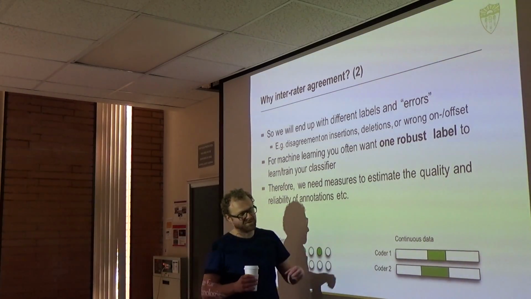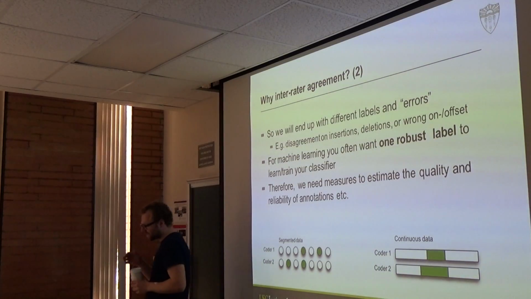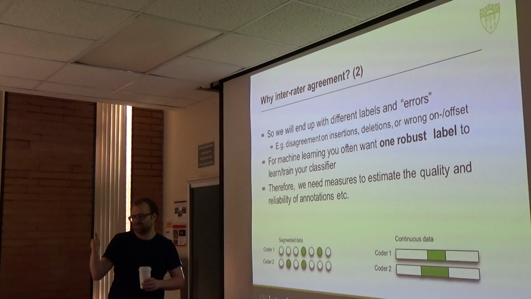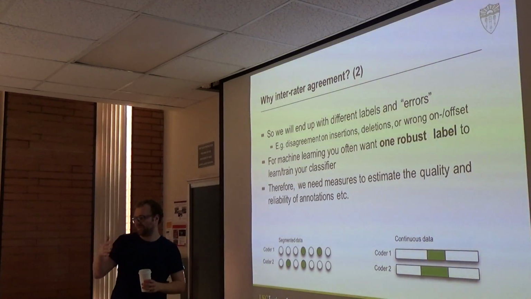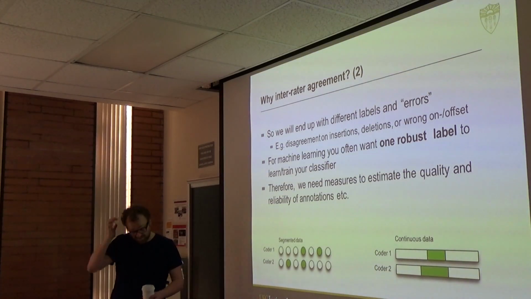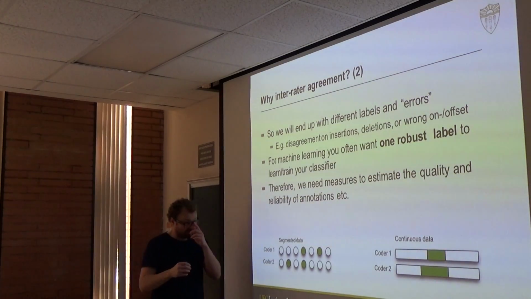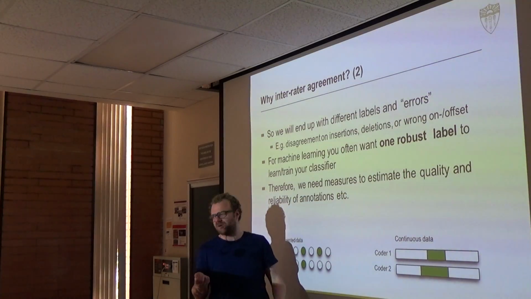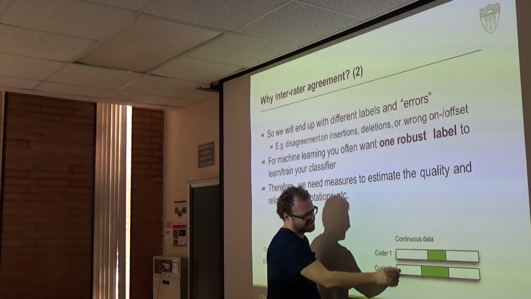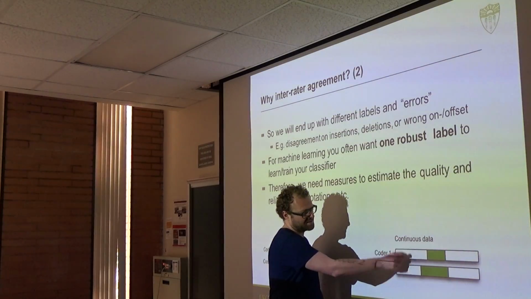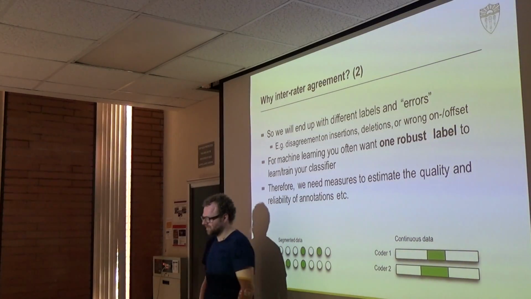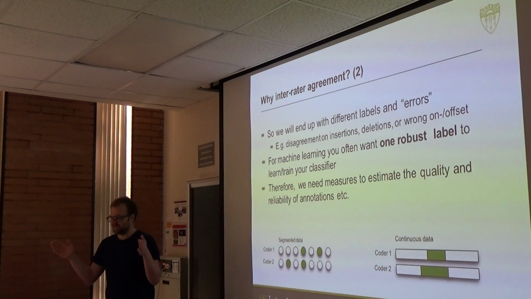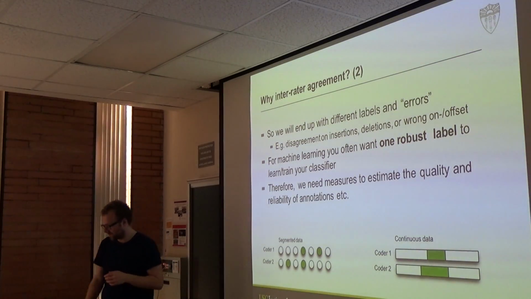In continuous data, when you have time series, one annotator might have a different onset or offset than the other annotator. You can use the same ways to calculate inter-rater agreement, but you have to discretize your annotation at some point. So you would basically split each sequence into subsets or subsegments.